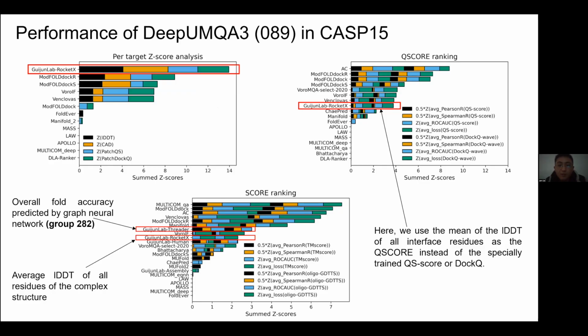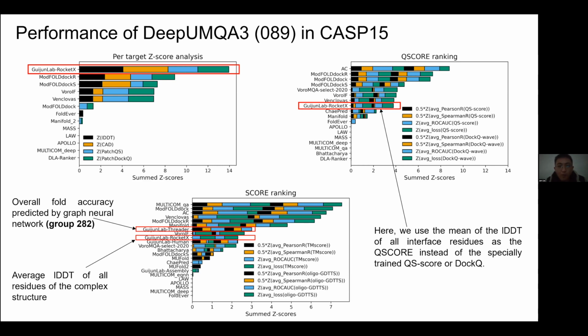In CASP15, DPMQ3 ranks first in interface residue accuracy estimation. However, it is not ideal in the evaluation of overall interface accuracy and overall fold accuracy. For the Q-score, we use the mean of the LDDT of all interface residues to represent it, instead of a specially trained QS score or DockQ, which leads to unsatisfactory performance.